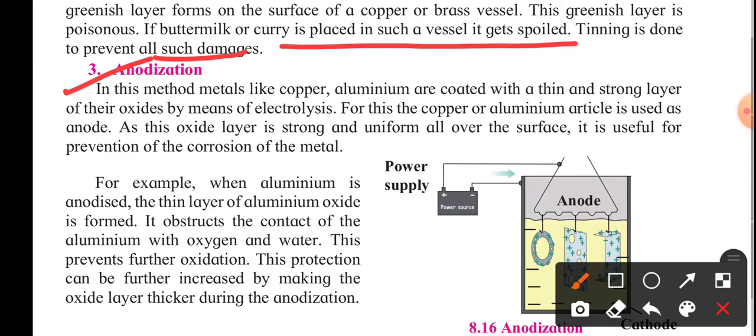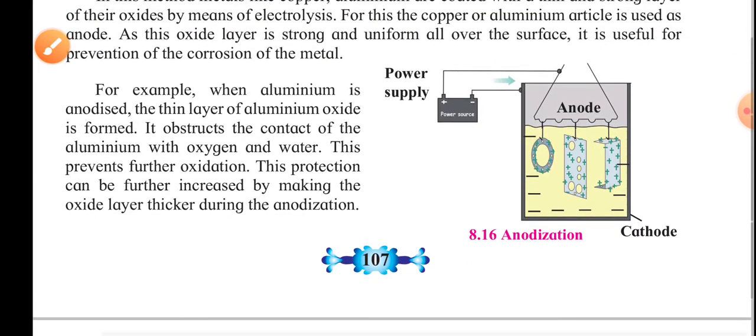Next is anodization. In this method, metals like copper and aluminium are coated with a thin and strong layer of their oxides by means of electrolysis. For this, the copper or aluminium article is used as the anode. As this oxide layer is strong and uniform all over the surface, it is useful for the prevention of corrosion of that particular metal.